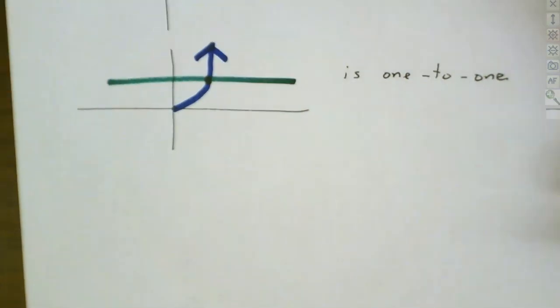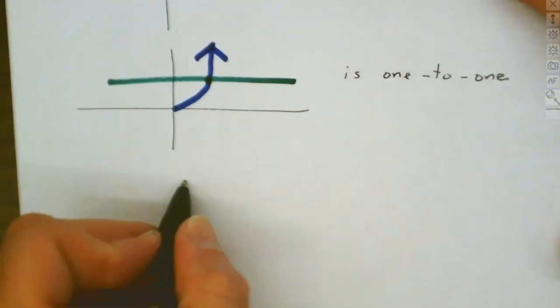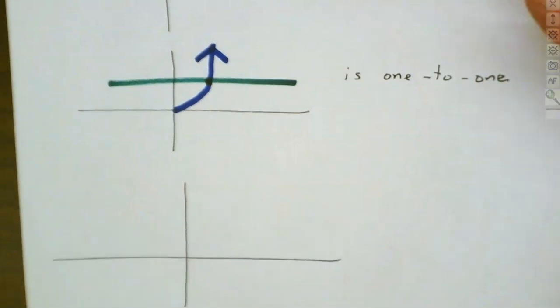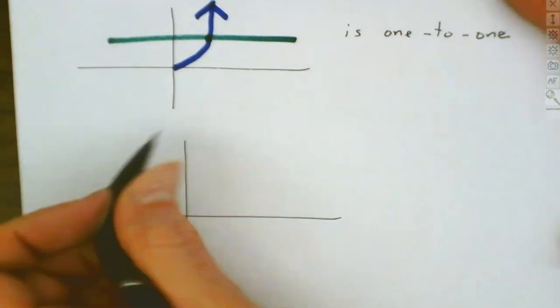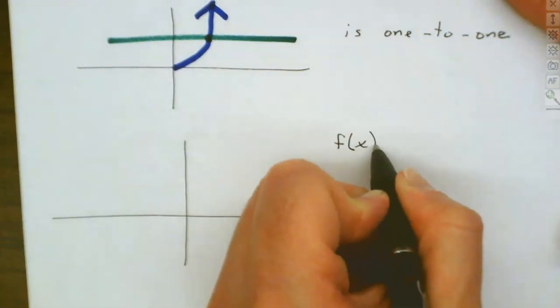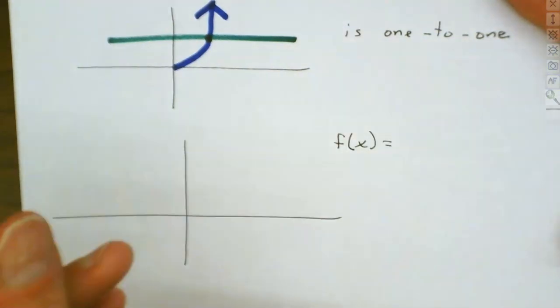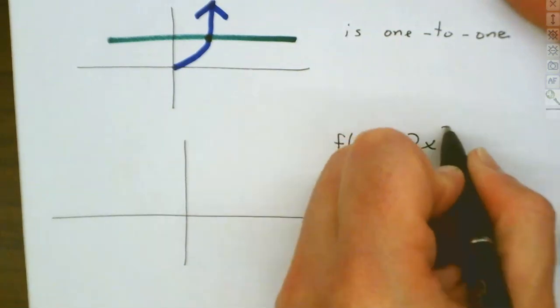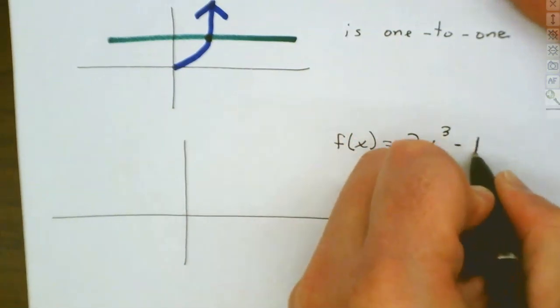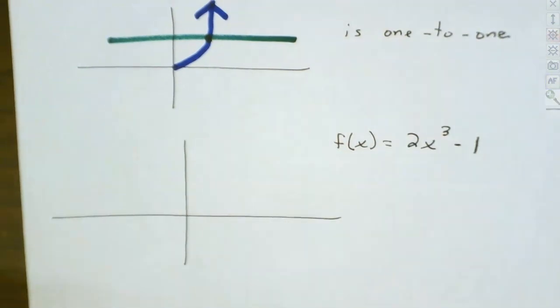One more. And then we'll talk about how to find the inverses. Well, I'll have you graph one. How about I give you this function? How about f of x equals 2x cubed minus 1? Let's see if this one has an inverse. Now, I think this one will.